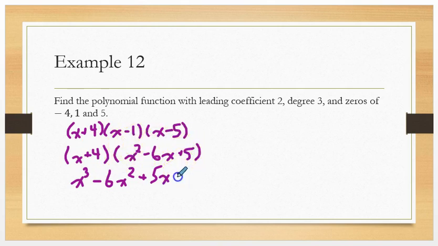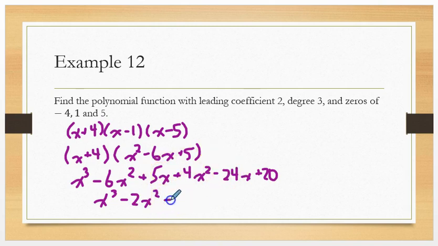So now I have 4 times x squared, 4 times negative 6x, and 4 times 5. There are some like terms here that I can combine. The x cubed stays as it is. For my x squareds, I have a negative 6 and a positive 4, so this will be negative 2x squared. 5x minus 24x is negative 19x. And then a plus 20 that stays as it is.